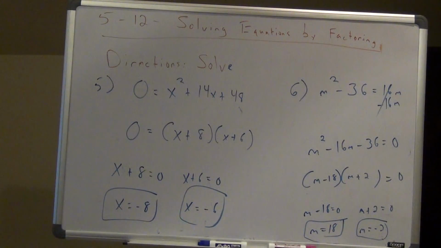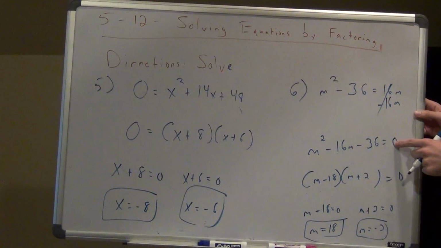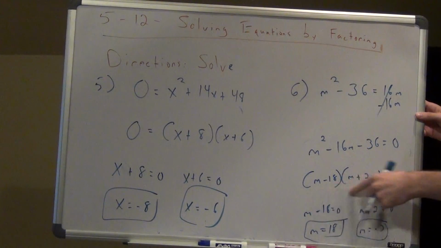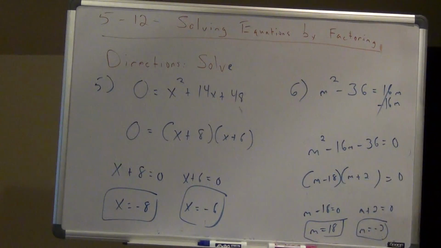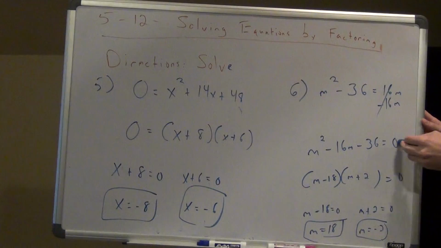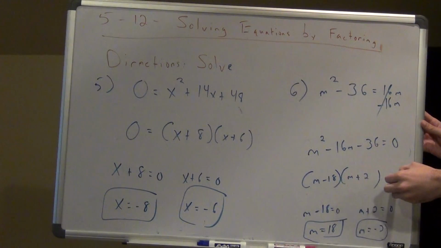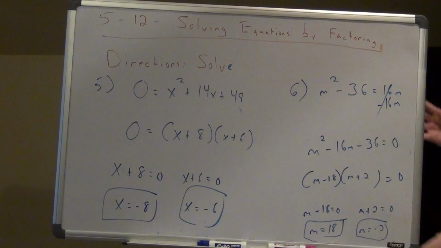Again, the key here is, first thing you want to do, get it set equal to 0, then factor if you can. Once you factor it out, set each piece equal to 0. Those are your 3 steps. Get it equal to 0, factor it out, set each piece equal to 0, there are your answers.